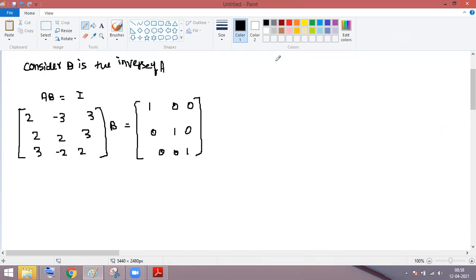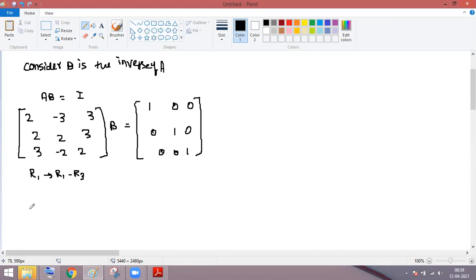Now what is the first step? Make this equal to 1. How can we make this equal to 1? If I want to make this equal to 1, can I subtract 2 minus 3? If I subtract 2 minus 3, we'll get minus 1, and after that I'll multiply with minus 1. So can I write R1 tends to R1 minus R3? Yes?